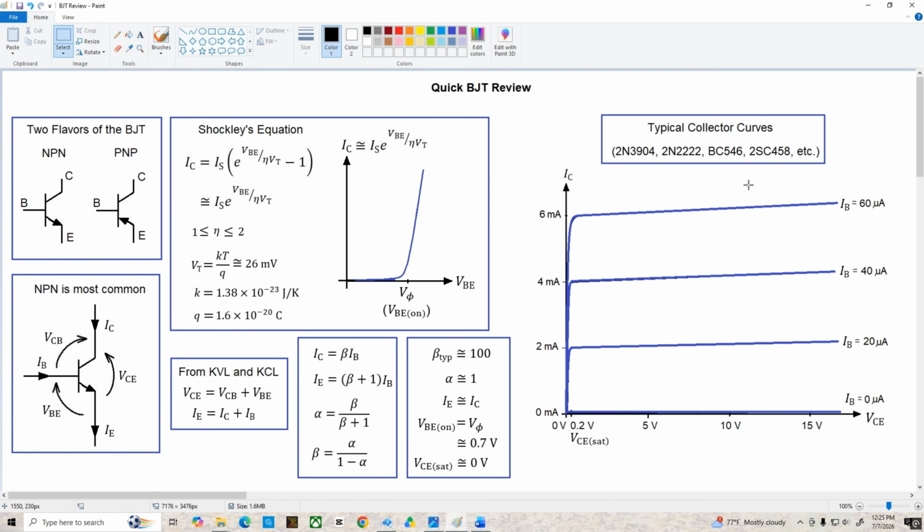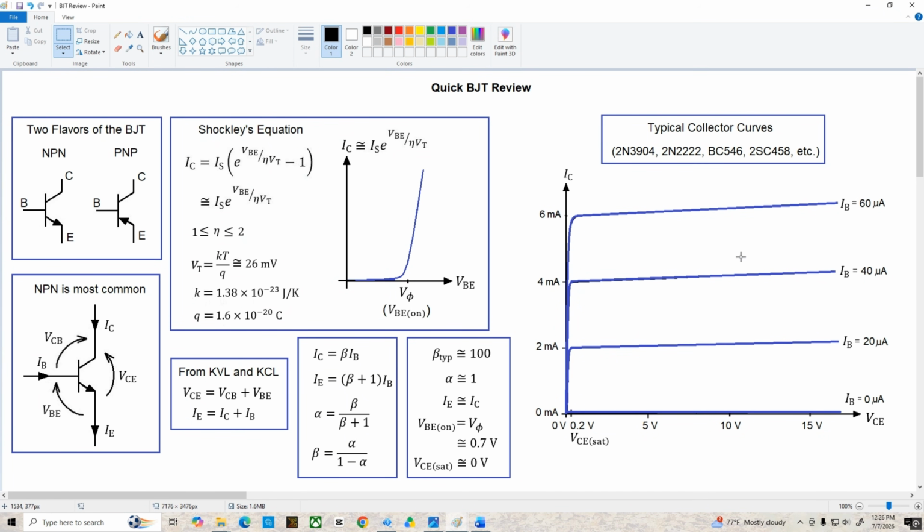The collector characteristic curves shown here are pretty typical of what you'd get for a transistor like a 2N3904. And if we took the ratio of collector current to base current for a given curve, we'd see that this transistor has a beta of 100. 6 milliamps divided by 60 microamps is 100, and so on for the rest of these curves.